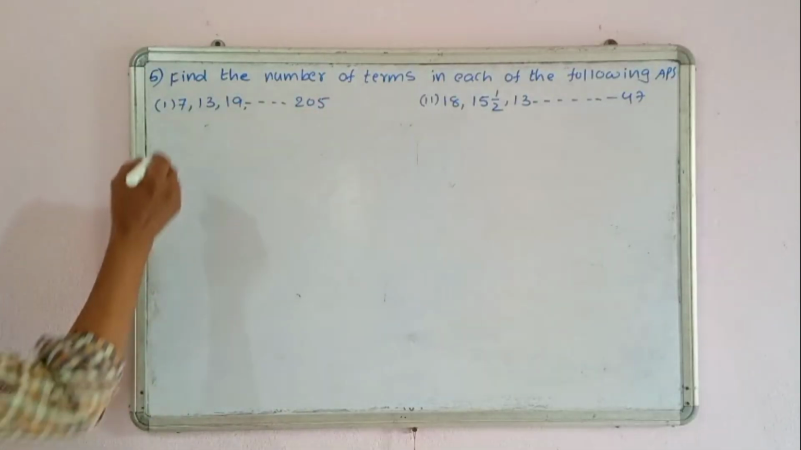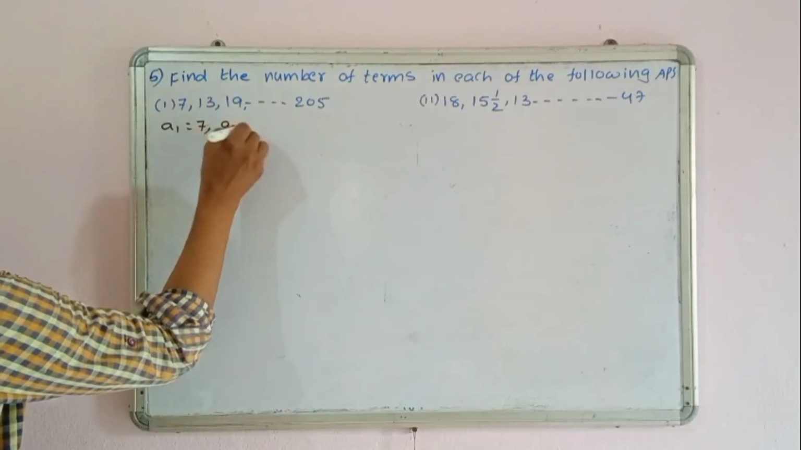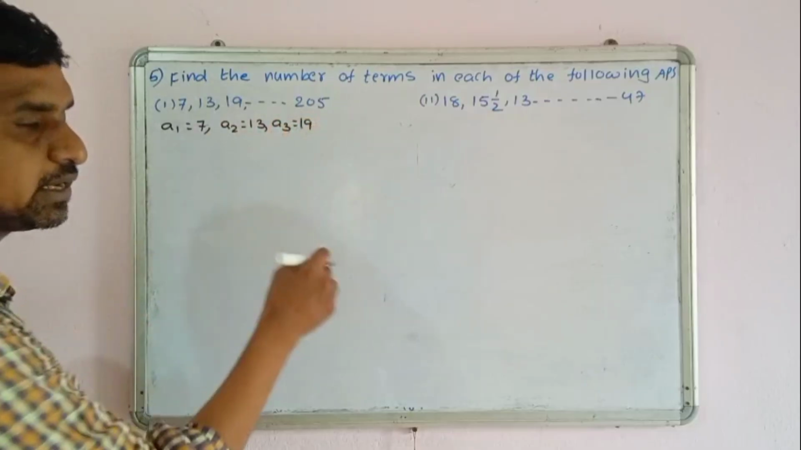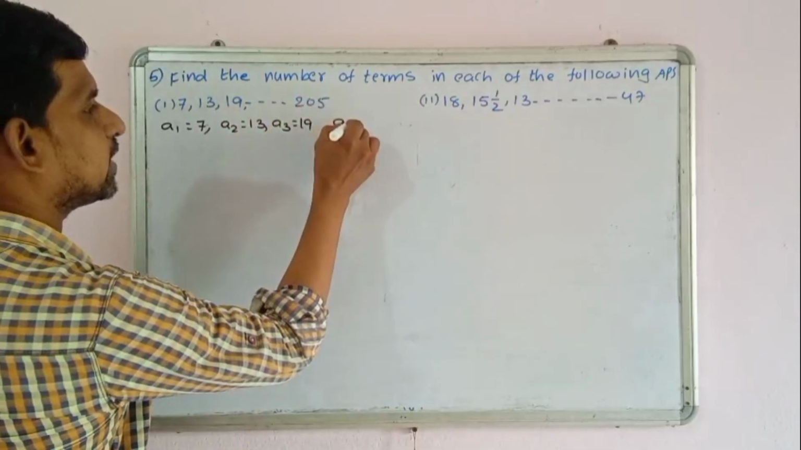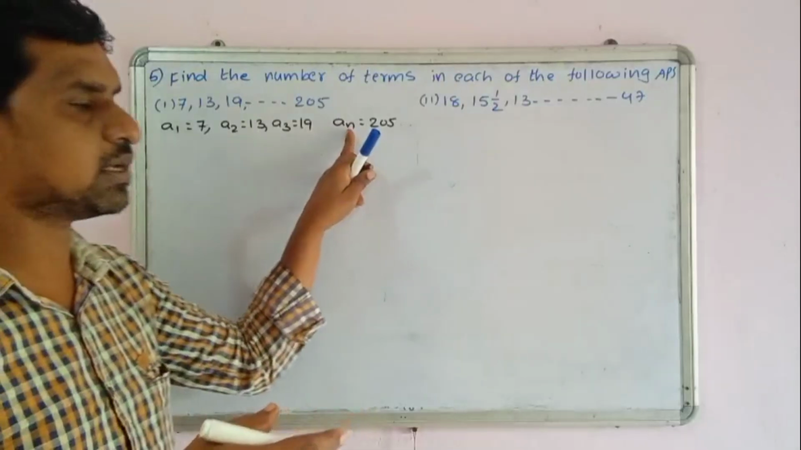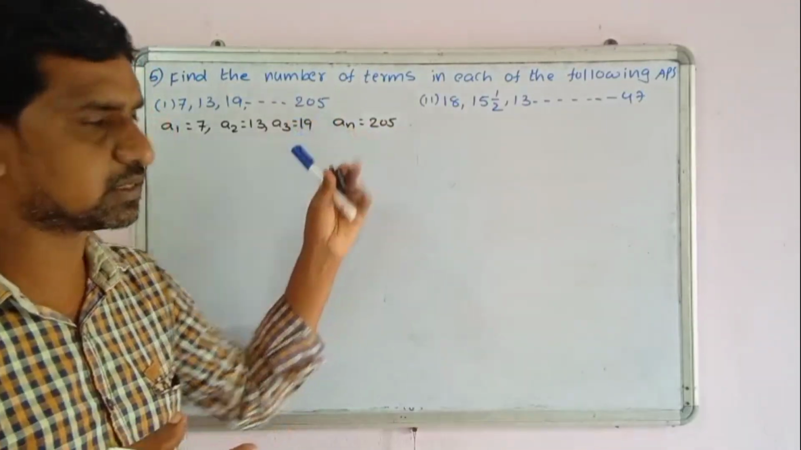So first, A1 equals 7, A2 equals 13, A3 equals 19. So this is the value an equals 205. I don't know how many terms there are. What is the value of n here? Which term is it, first, second, or third?